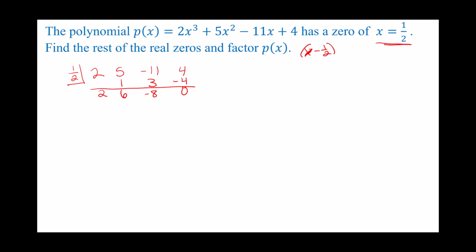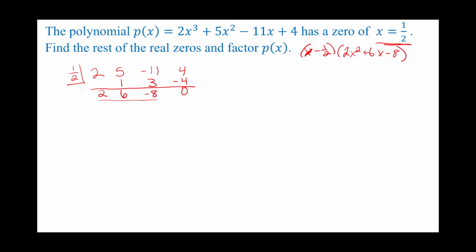We knew there would be a remainder of 0 because it's already telling us that one of our roots or one of our zeros is 1/2. So we knew we would get a remainder of 0 here. Now, what does that mean? Our other factor here is 2x squared plus 6x minus 8. So we've partially factored. We knew there was an x minus 1/2 as a factor. I did synthetic division to find the other factor.